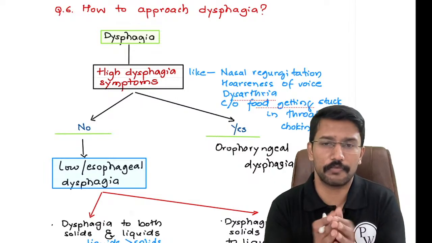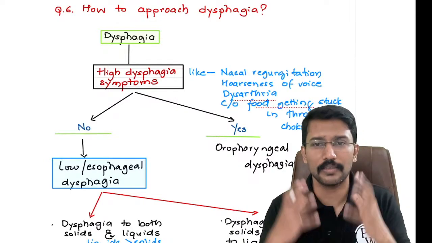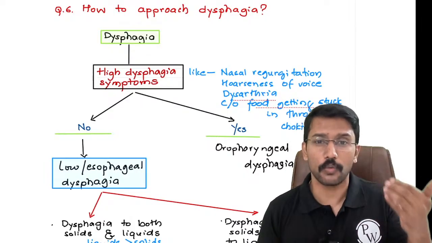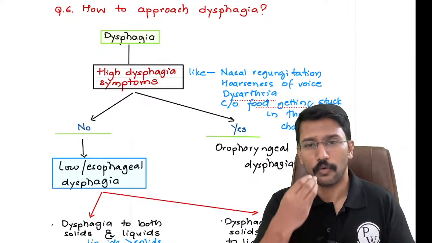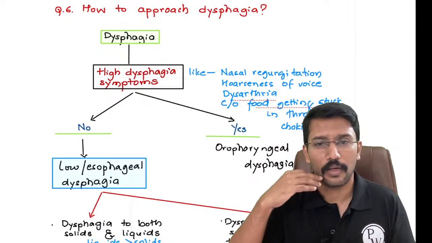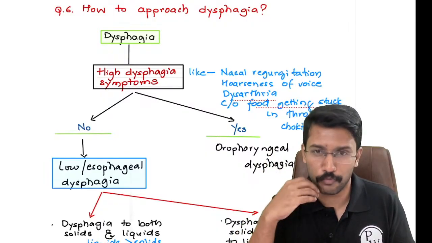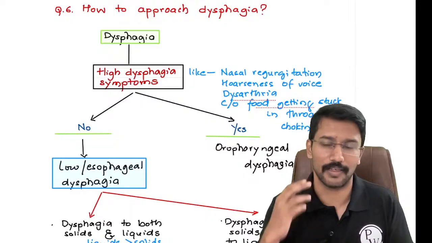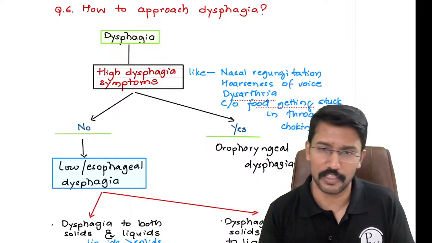Whenever we have a case of dysphagia, the first thing I want to know is whether it is oropharyngeal dysphagia or esophageal dysphagia. That's my first step. For that, what questions do I need to ask? I need to ask, while you are eating, sir, does the food come out from your nose? If he says yes, that is nasal regurgitation.